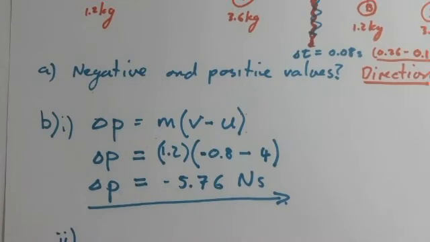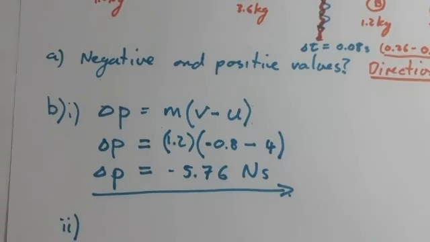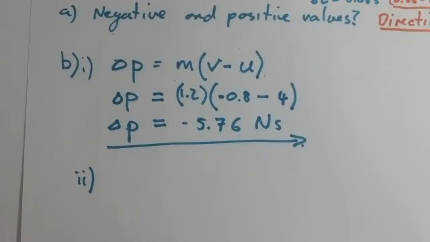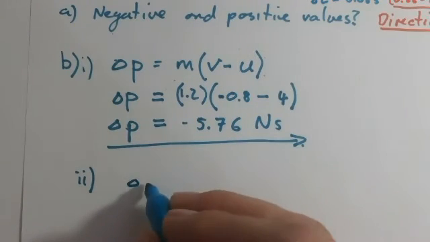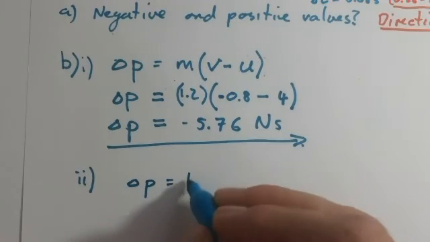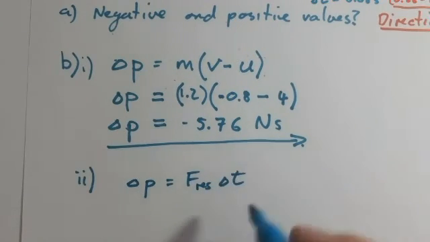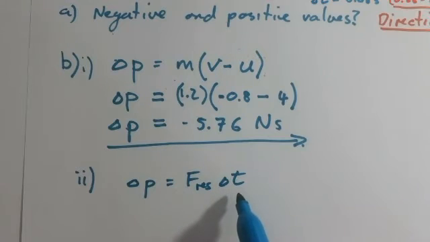What do they want? The magnitude of the force acting on the ball. See, this is again the nice thing that they do here. They know there's negatives and positives in there. Therefore, they only refer to the magnitude thereof, right? How do we get the magnitude? Well, we know change in momentum is equal to my impulse. Impulse, F net, delta t.